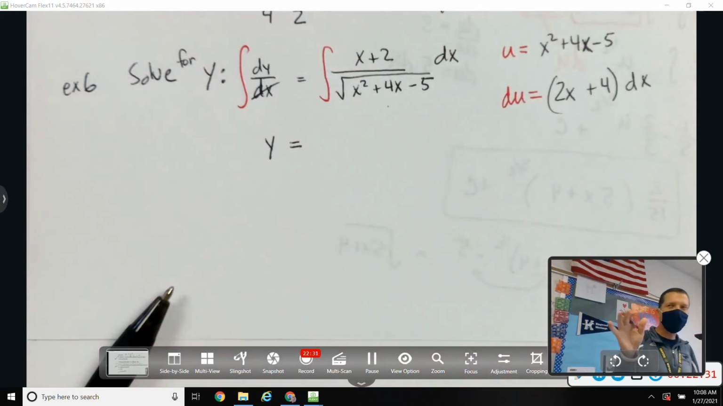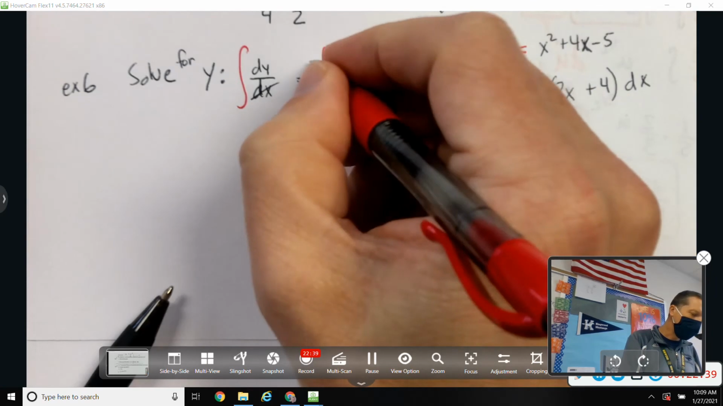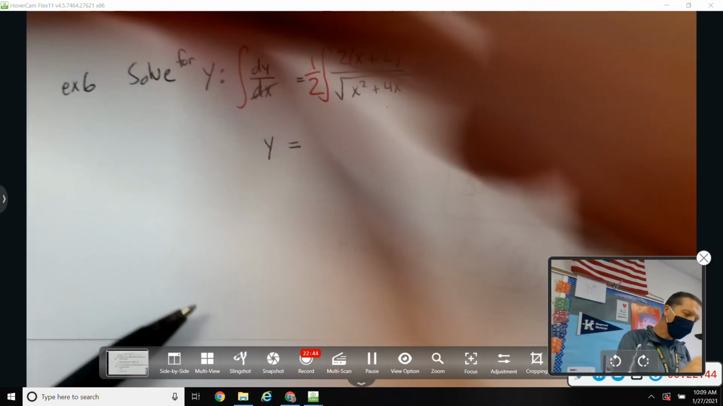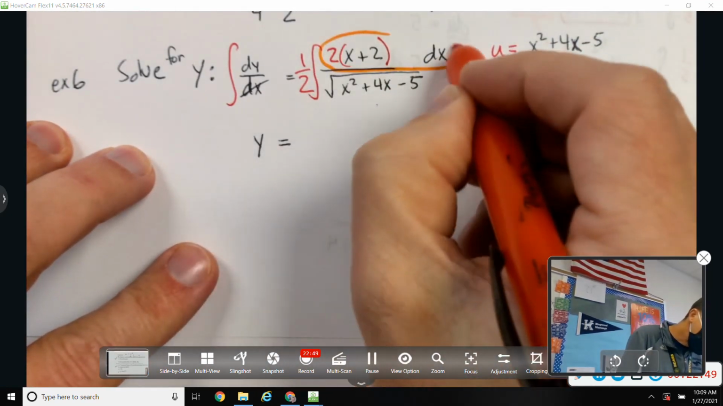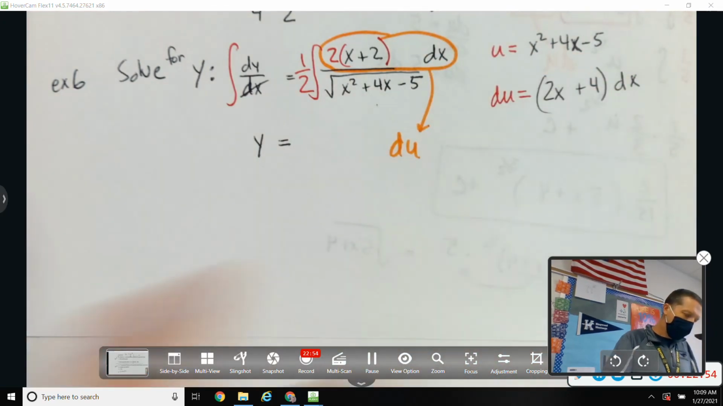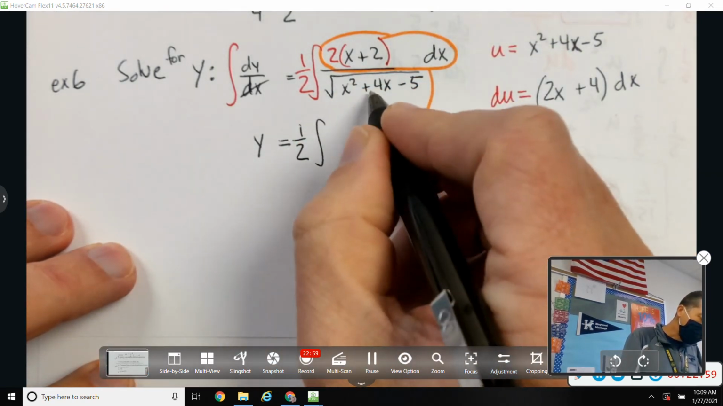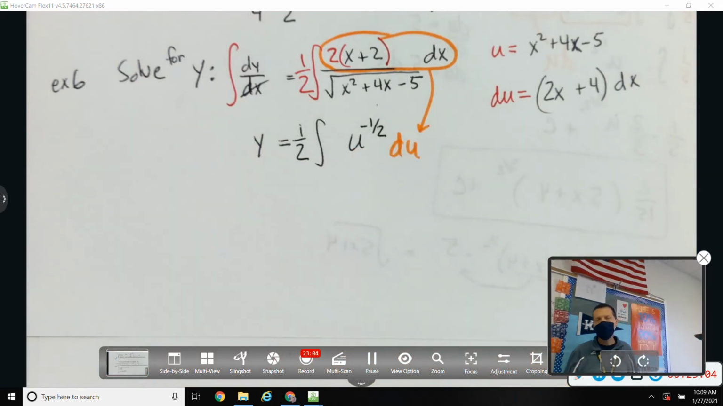Okay, so be careful. All of those could be correct. Something with a 2. I need this to be 2x plus 4, so I'm almost there. I'll put a 2 on it and then divide by 2. And that will make this whole top piece du. And the only price I had to pay was to put a 1/2 out front. I'm going to go ahead and write that as u to the negative 1/2, because denominators and square roots both would mess me up, potentially.